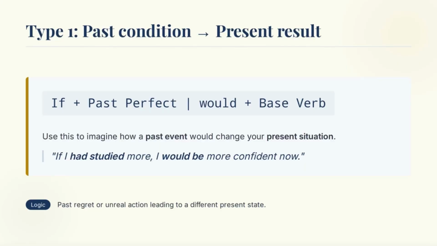Let's look at the first type. In this type, the condition is in the past, but the result is in the present. So the structure is, in the if clause, you have if plus past perfect, and in the result clause, you have would plus base verb. For example, if I had studied more, I would be more confident now. Let's break it down. Had studied is the past perfect, and would be shows the present result. This means I did not study enough in the past, and now I am not very confident.